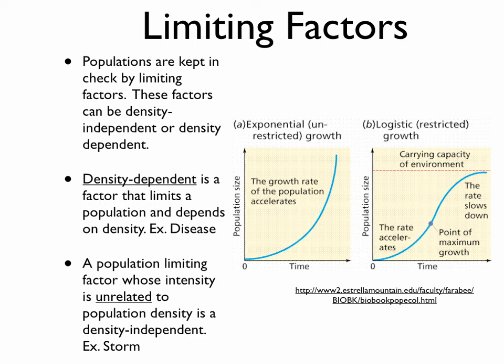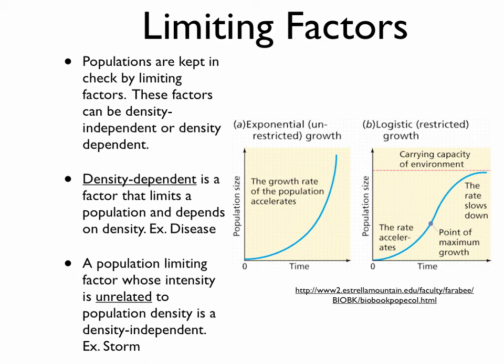These limiting factors can be density independent or density dependent. A density dependent factor limits a population and depends on the density, like disease. The more crowded you get, the more disease there's going to be, and that's going to limit your population. A population limiting factor whose intensity is unrelated to population density is a density independent factor. That would be things like storms and droughts, which keep a population in check and have nothing to do with the density of the population.